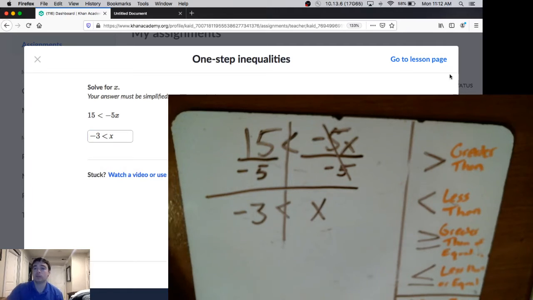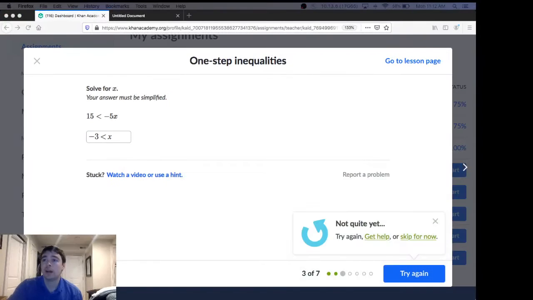And I see, let me hide my whiteboard for a second. I see here that Khan Academy tells me not quite yet. And I'm a little confused because I thought my work was okay, so I'm going to go ahead and hit get help and try to make sense of this.